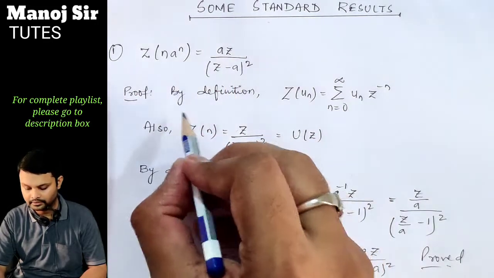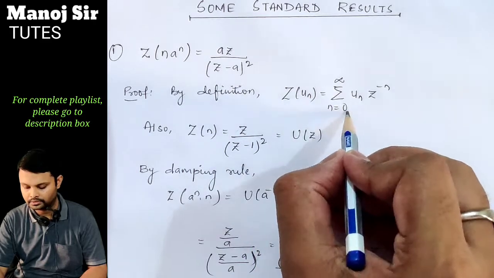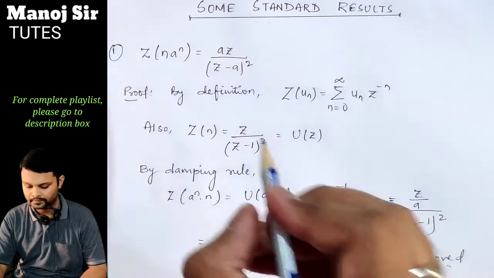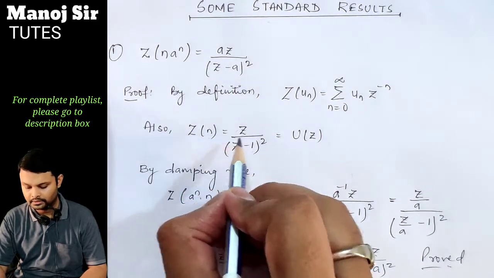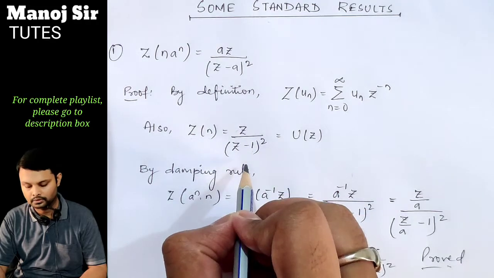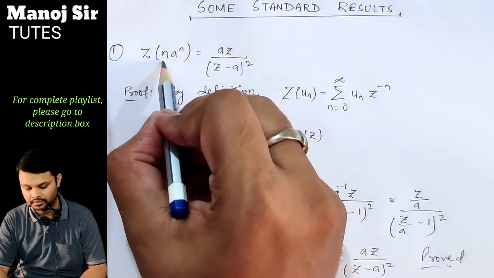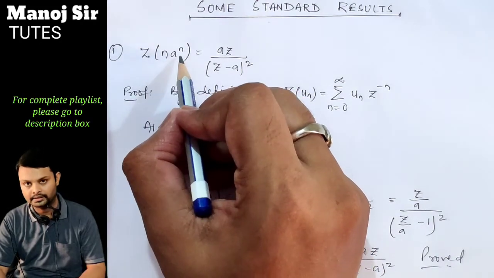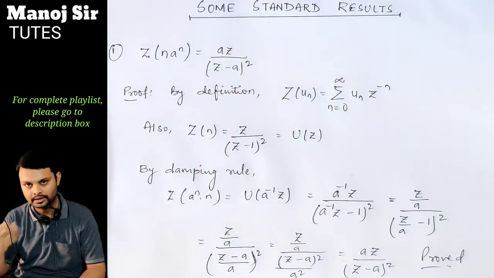Since we know that by the definition of Z transform, we have Z transform of u_n is equal to summation n equal to 0 to infinity u_n into z to the power minus n. And we have already solved that the Z transform of n is equal to z upon (z minus 1) whole square. But here you can see we have to multiply a to the power n with this n. So whenever you multiply a to the power n or a to the power minus n with any sequence, in that case we have to go for the damping rule.